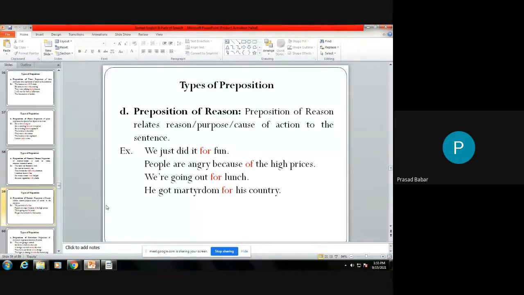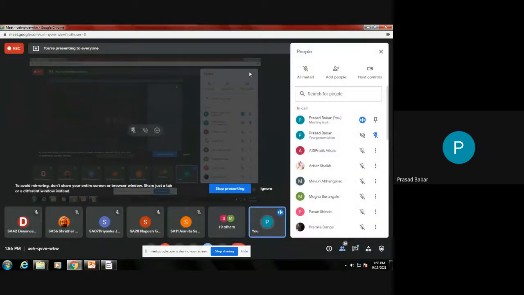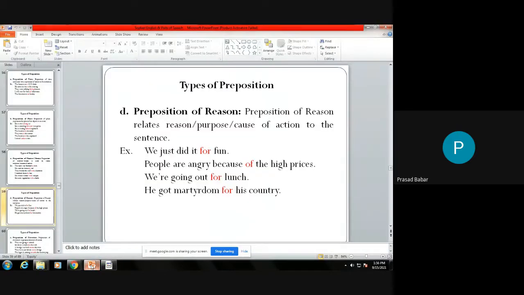Then the next example, people are angry because of high prices. Here of is working as a preposition of reason. Because of high prices, people are angry. Then the next is, he got martyrdom for his country. So here for is the reason showing word, why that soldier martyred. These words, for and of, work as prepositions of reason.